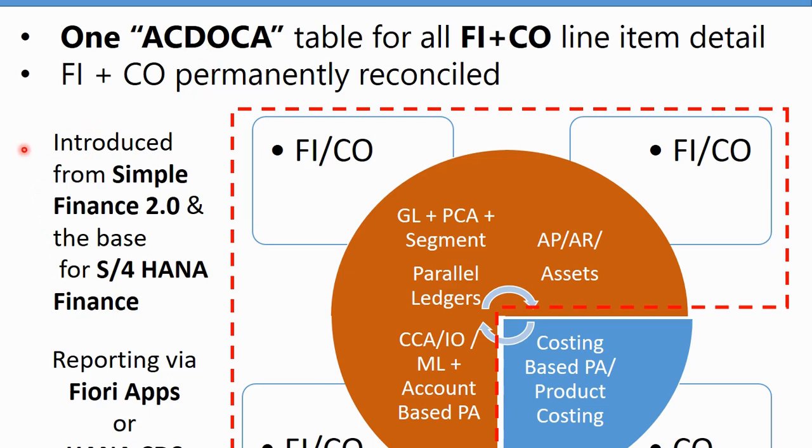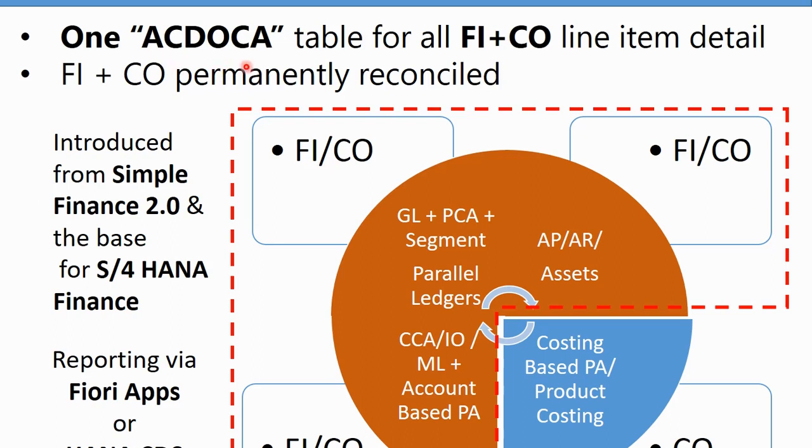This Universal Journal was introduced from SAP Finance 2.0, and it was the base for S4 HANA Finance. Reporting now can really come from Fiori apps or those HANA CDS views I mentioned in the previous slide. Fiori apps are the new SAP user experience. So you'll have an app for a financial statement report or an app for a transaction. Some of these apps are really just packages of CDS views. You don't have to get too hung up on the terminology, just understand the concept that Fiori apps came in as part of SAP Finance 2.0, now called S4 HANA Finance.